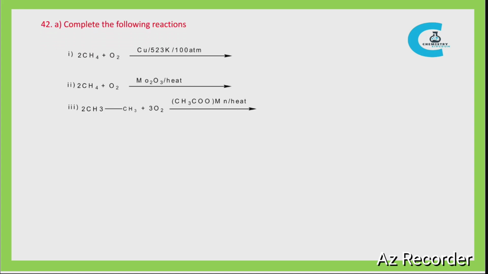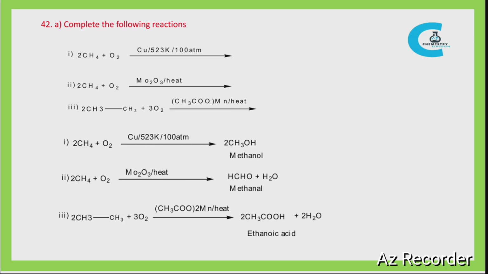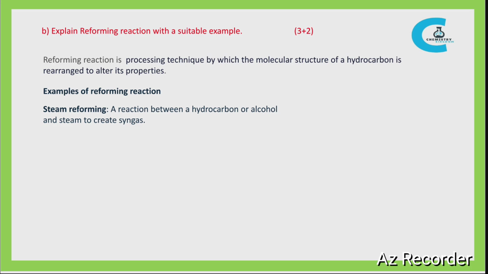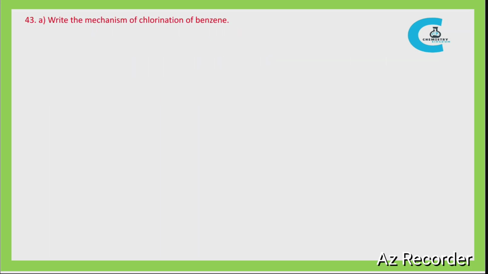Complete the following reaction. The reaction is given. When methane is heated with O2 in the presence of copper, you will get methanol. With molybdenum trioxide, the same reaction gives methanal. These are the products formed during the reaction. This is exactly from the NCERT hydrocarbon chapter. Reforming reaction: a processing technique by which the molecular structure of the hydrocarbon is rearranged to alter its property. That is called a reforming reaction. Steam reforming is again an example.